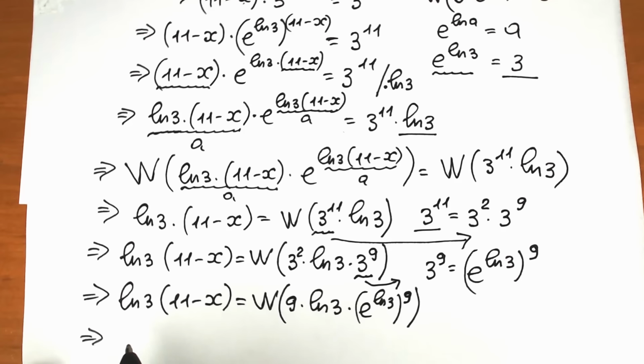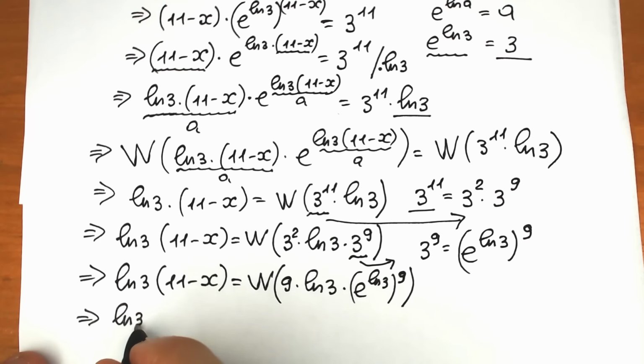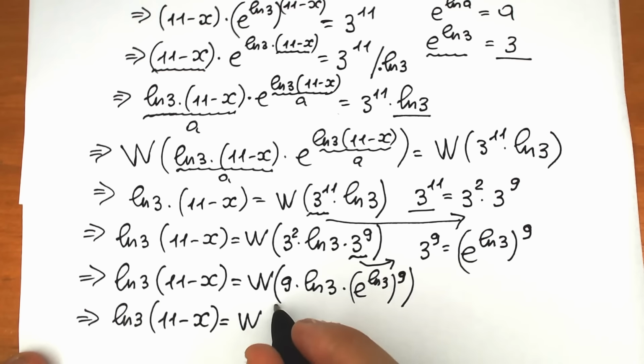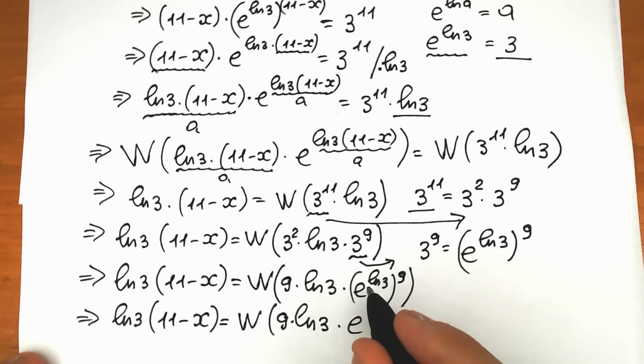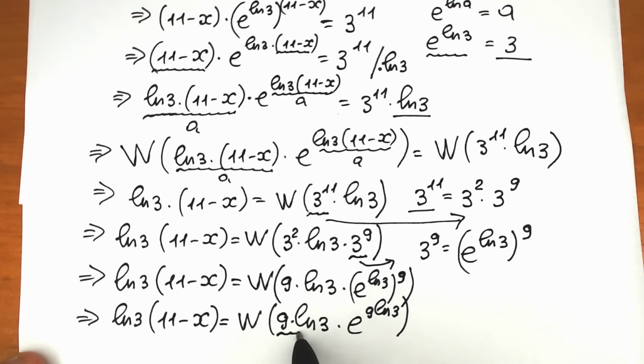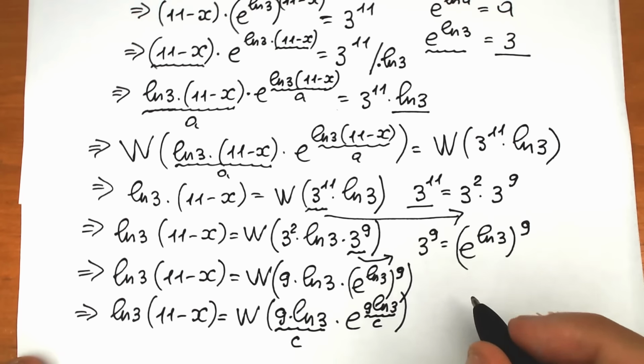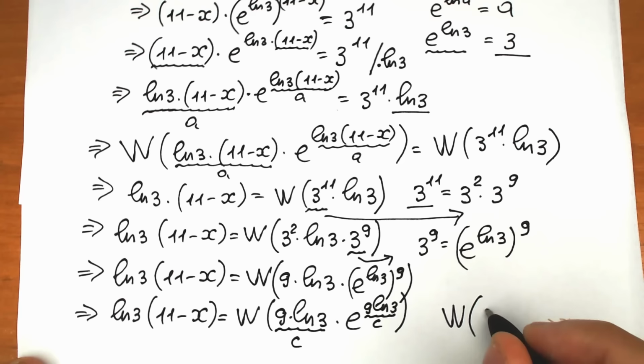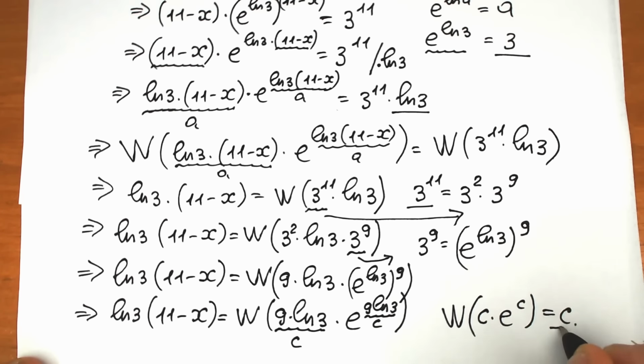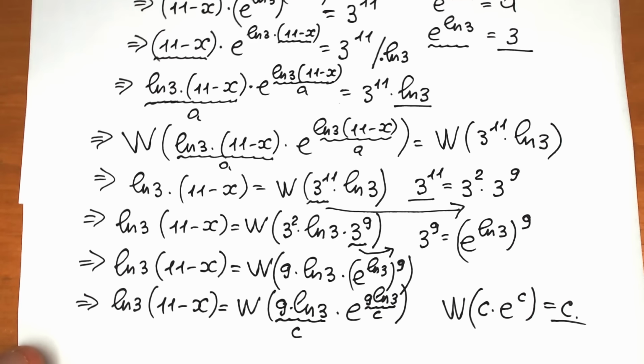As a result, we have right here natural log 3 times 11 minus x equal to Lambert W function of 9 times natural log 3 times e to the power 9 times natural log 3. Really great. Right now, 9 times natural log 3, for example, this is our, let's go with c, and we have the same expression right here, 9 times natural log 3, this is our c. Basically, on the right side, we have Lambert W function of c times e to the power c, which gives us only c. As a result, on the right side, we have only this expression.